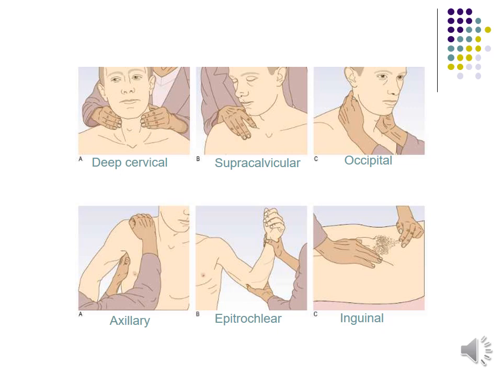These figures show you how you palpate the deep cervical lymph nodes. In the first one, supraclavicular lymph node palpation, then occipital region palpation. You can notice here he's changed his position to the front to make his hands more relaxed. In the lower row you find how to examine the axilla, epitrochlear lymph nodes, and lastly the inguinal lymph nodes.